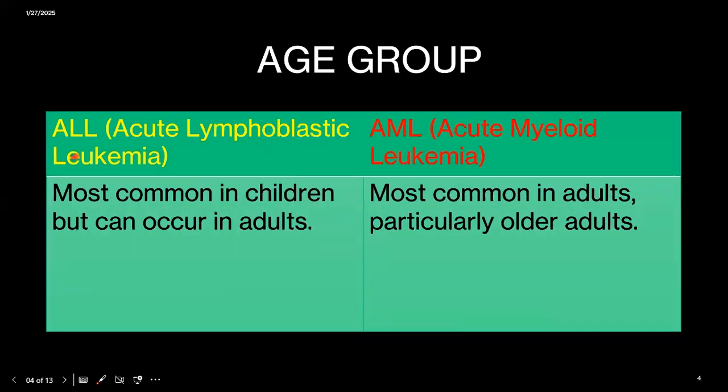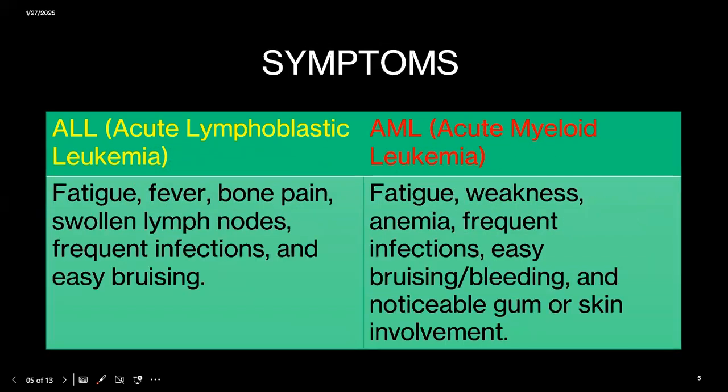Next, age group. ALL, acute lymphoblastic leukemia, is mostly common in children, but can occur in adults as well. AML is most common in adults, particularly older adults. So that is the most important thing: ALL is common in children, while AML is common in adults.